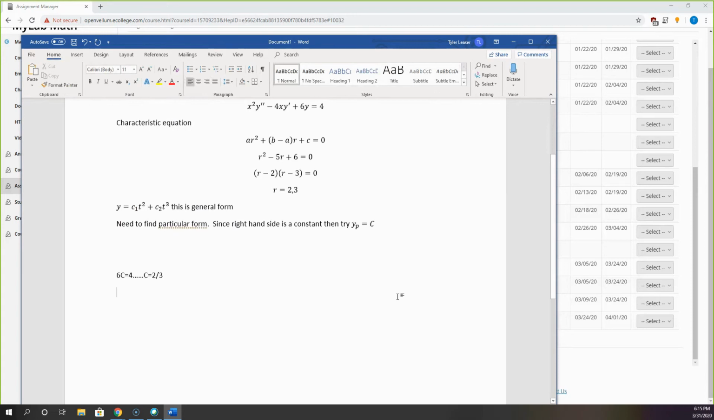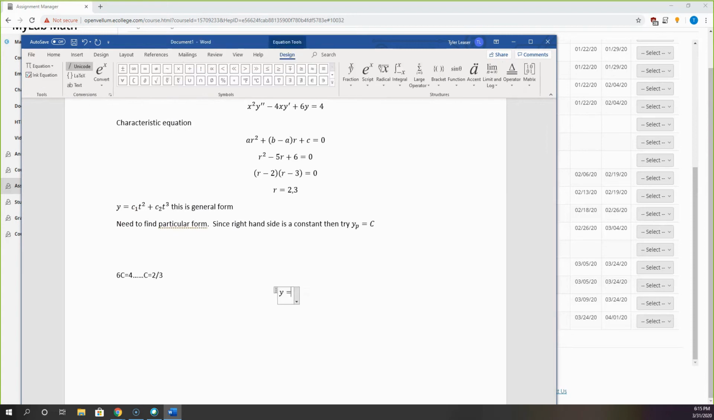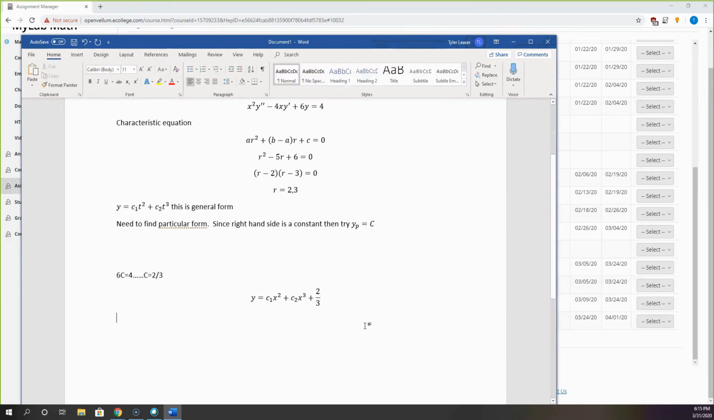So then once you have that, your actual solution is adding the two things together, right? Your actual solution is the general solution, I keep putting T, these should be X, plus the particular solution, which is just the fraction 2/3. That's where that 2/3 is coming from. All right, that makes sense. Okay.